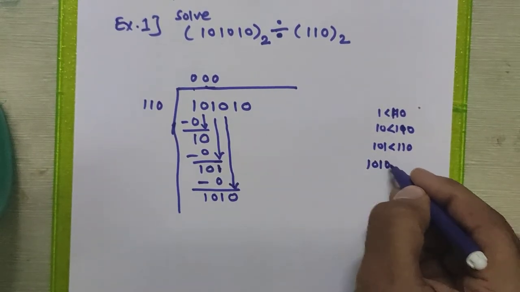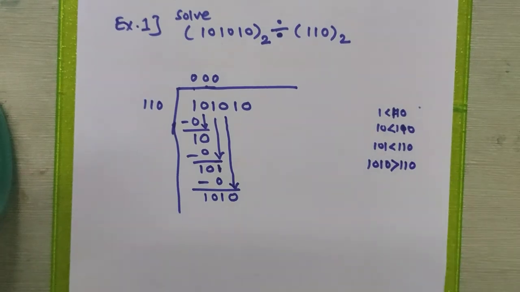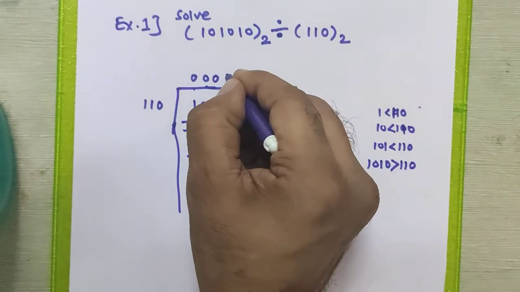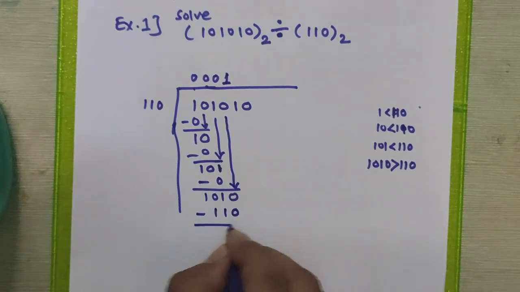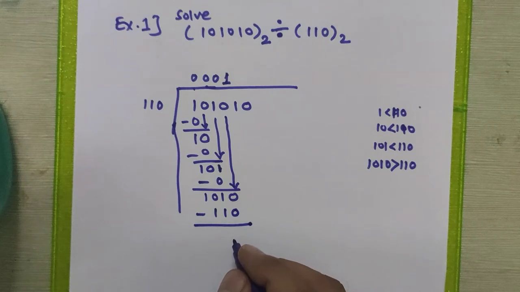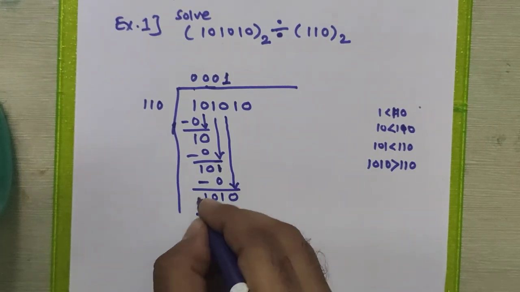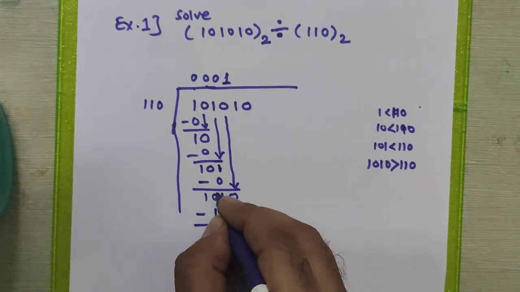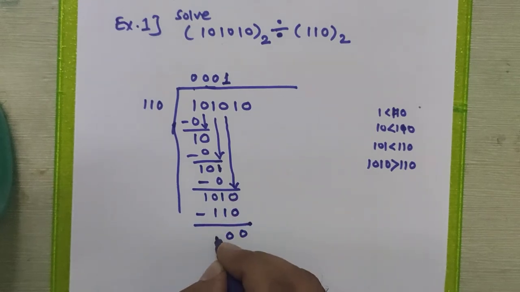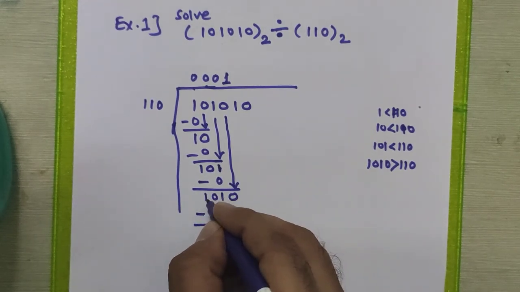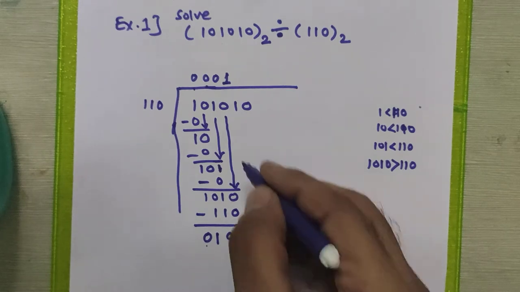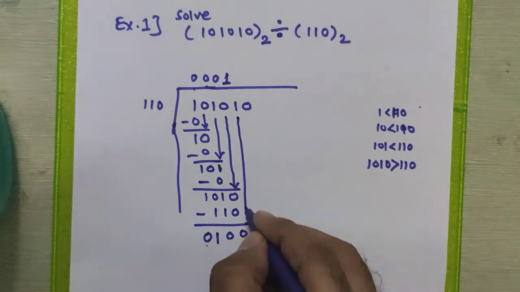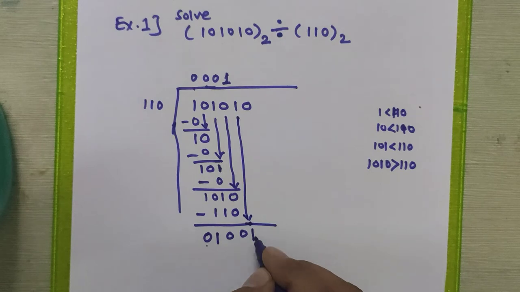Now 1010 is greater than 110, so you can divide. So you write quotient becomes 1, and you subtract 110 from it. So you get 0 0. You borrow from here, you get 2 minus 1 is 1, and here it is nothing, so it is 0. So you have your answer as 0100. Now you bring the next digit below, so it is 1.